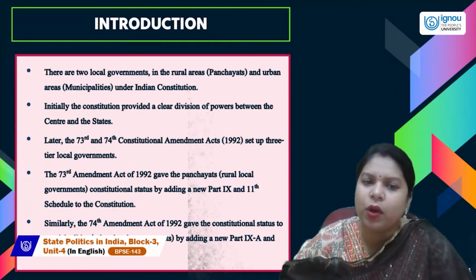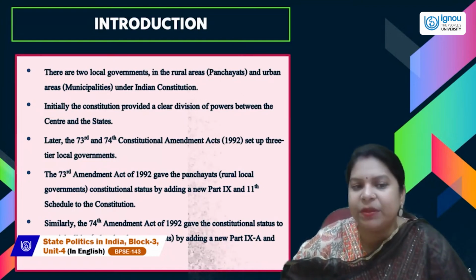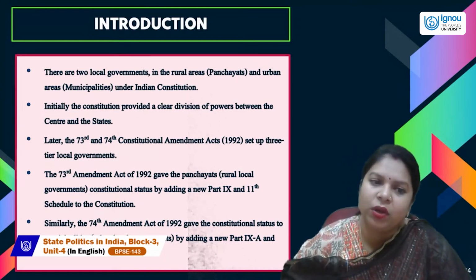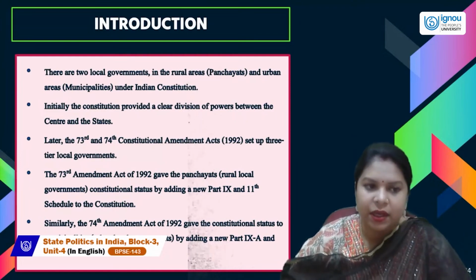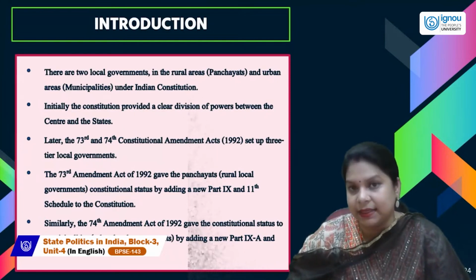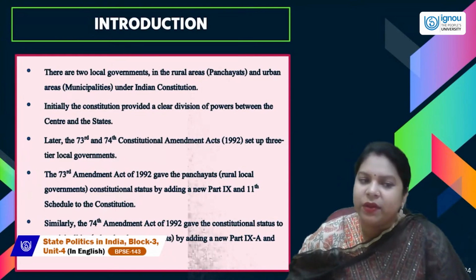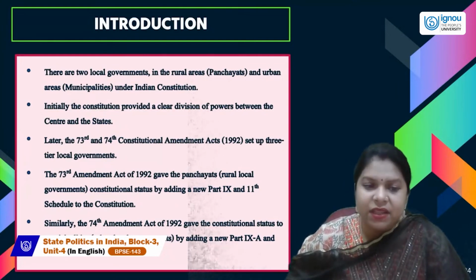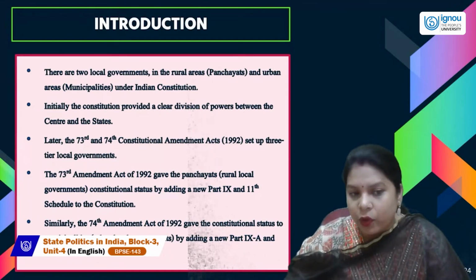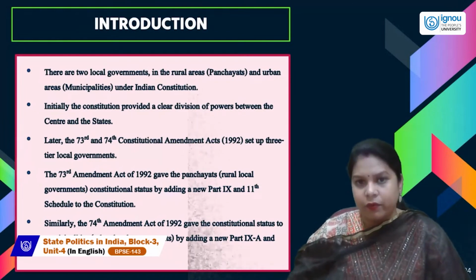There are two types of local governments under the Indian Constitution: one in the rural areas, called panchayats, and one in the urban areas, called municipalities. These are the terms used for the local governments in rural and urban areas. Initially, the Constitution provided a clear division of powers between the center and the states, as we have already learned. Later, the 73rd and 74th Constitutional Amendment Acts 1992 set up 3 tiers of local governments. So now there are 3 tiers of local government.